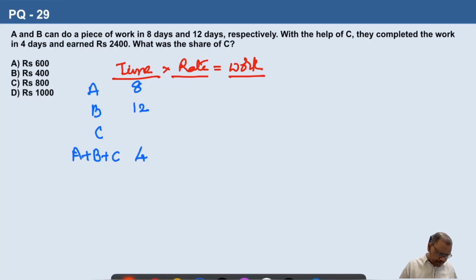What is the LCM of 4, 8 and 12? The LCM of 8, 12 and 4 is 24. It is a multiple of 12, and it is divisible by both 4 and 8. So that is the LCM. So the total work is 24 units. So in all the cases it is 24 units.